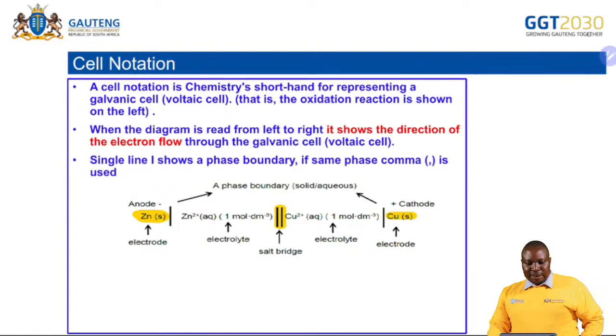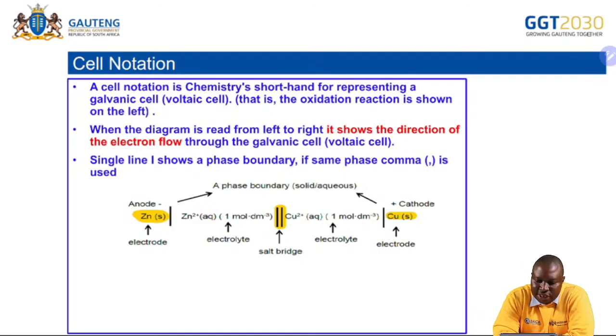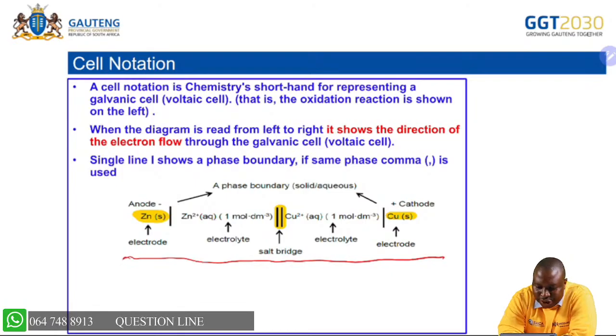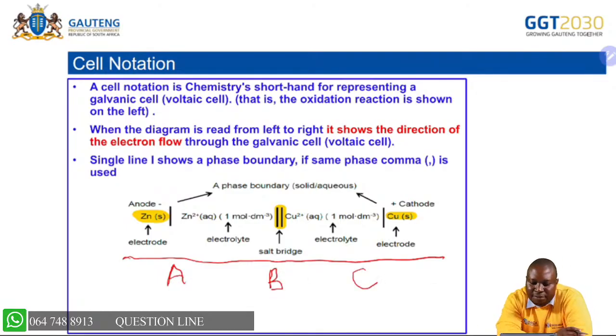Now, another 3 marks, this one on cell notation. When it comes to cell notation, we are simply saying this is just a shorthand for representing a galvanic cell. So if you want to show a galvanic cell or voltaic cell with a shorthand, you will write it like that, which we refer to as cell notation. On the left we have the anode, in the middle we have the bridge, and on the right we have the cathode. All the time when you write cell notation, it must always be ABC: the anode on the left, the salt bridge in the middle, and the cathode on the right.